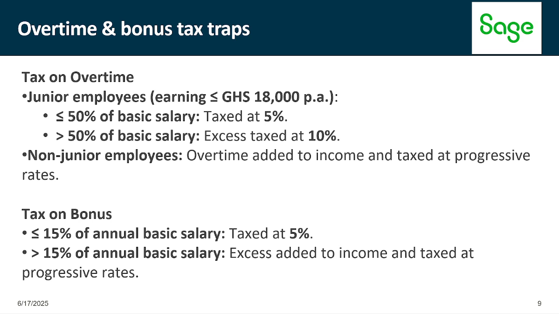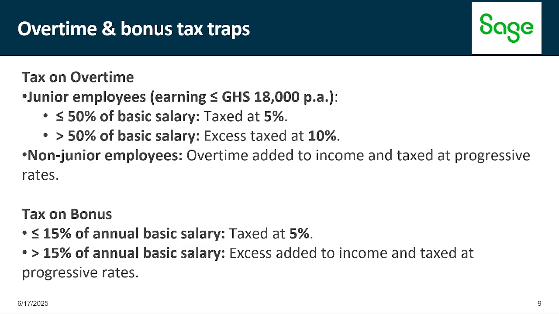Okay, so how do we tax overtime for junior employees? Let's say you are paid overtime, and the overtime is less than 50% of your monthly basic salary. You are paid 2,000 and you are paid overtime 800. It's less than 50% of your basic income, and your earning is less than 1,500 a month. So that particular overtime will be taxed at 5%.